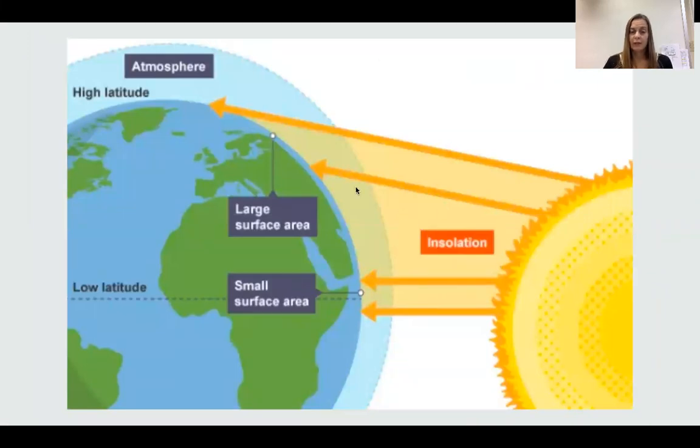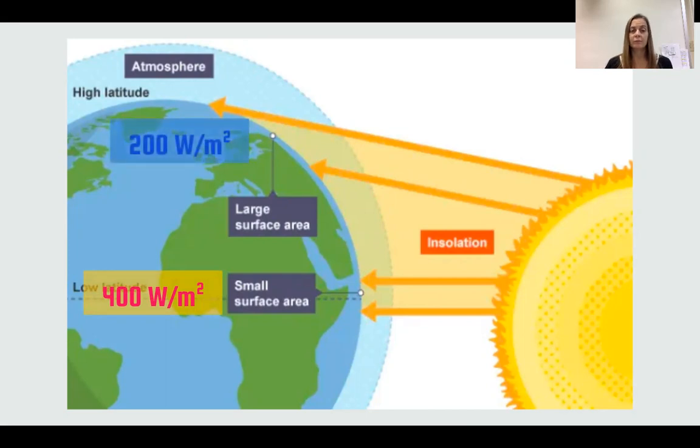So just a different image, you can see here we have the same amount of light, but it's being spread over a large surface area. Same amount of light being spread over a small surface area. So obviously this is going to be more intense. We're going to have a higher level of insolation, higher amount of energy per unit area if we have a smaller unit area. So 400 watts per square meter, 200 watts per square meter.